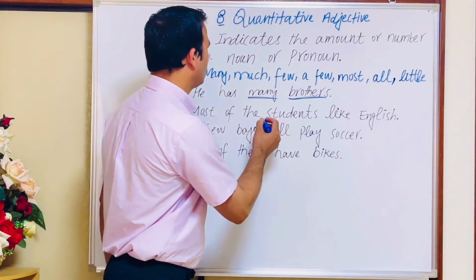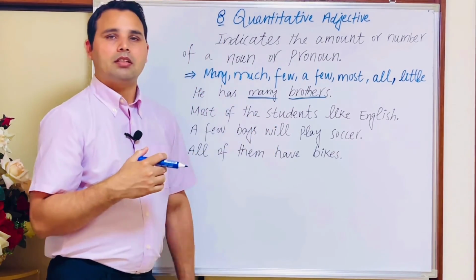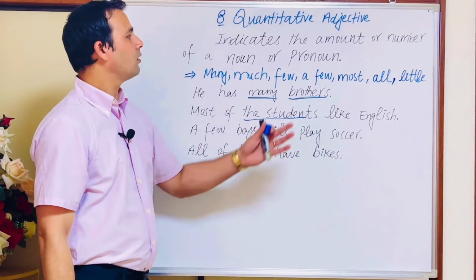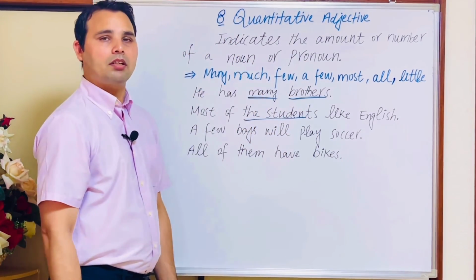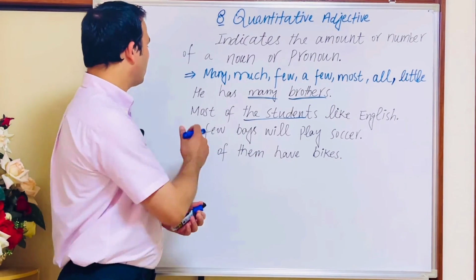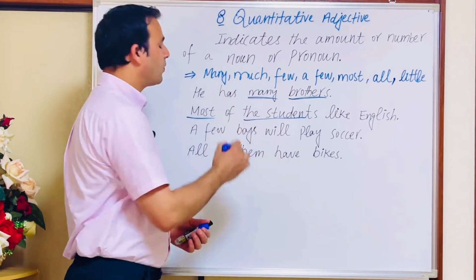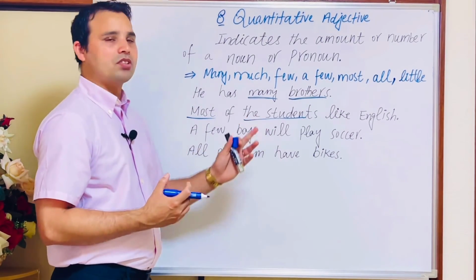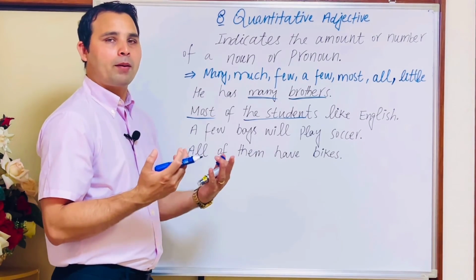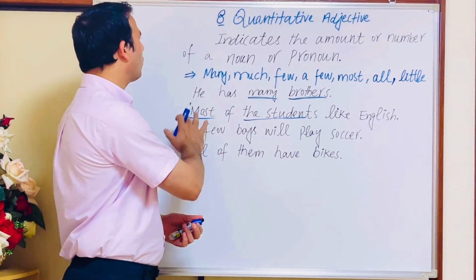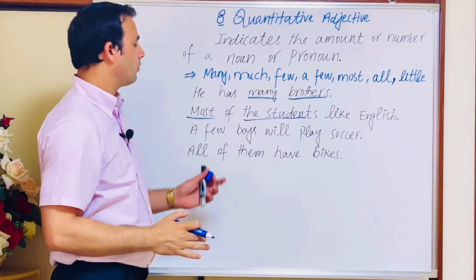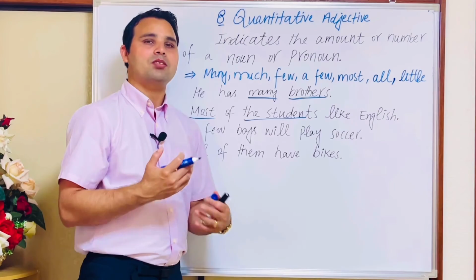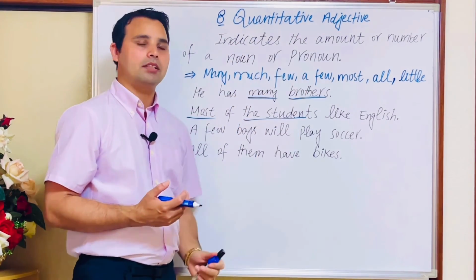The second example is most of the students like English. Now, in this sentence, the students, this is our noun. When we say most of the students, the word most is indicating the number of the students, meaning the number of a noun. So it will be called a quantitative adjective. Most of the students. So it's indicating the number in the sentence.